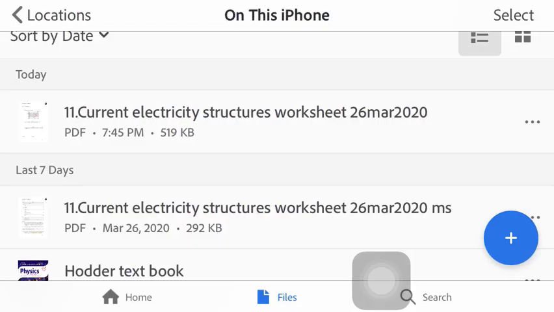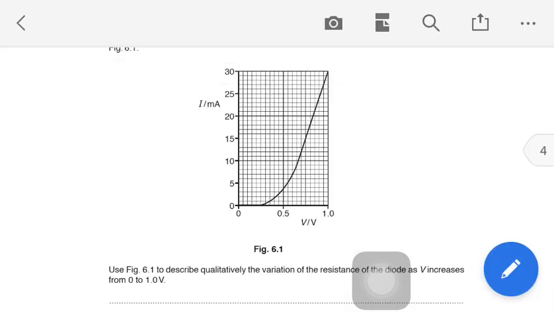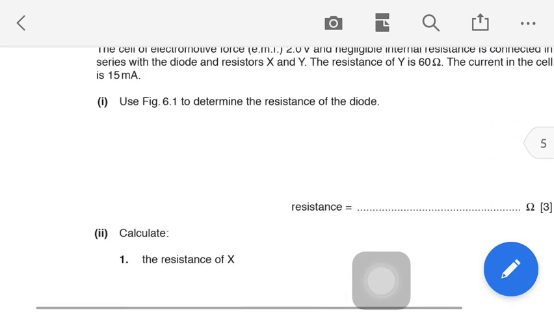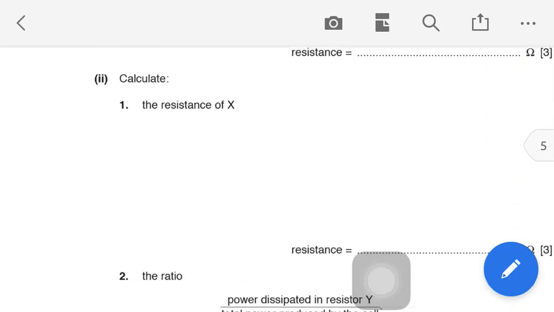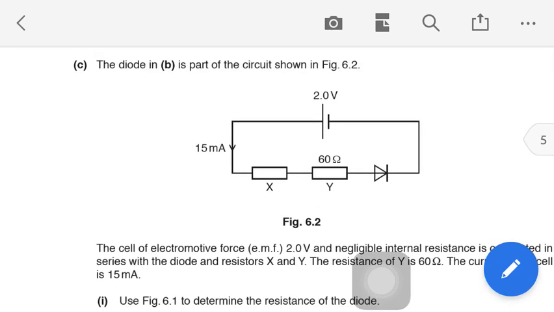In that earlier question, they gave the voltage and you found the corresponding current value. Here they are giving the current value, you are finding the corresponding voltage and proceeding to calculate the resistance. Then calculate the resistance of X. Now this circuit is given. We will study DC circuits separately, but since this is a very basic circuit, you can do it now itself from your IGCSE knowledge.